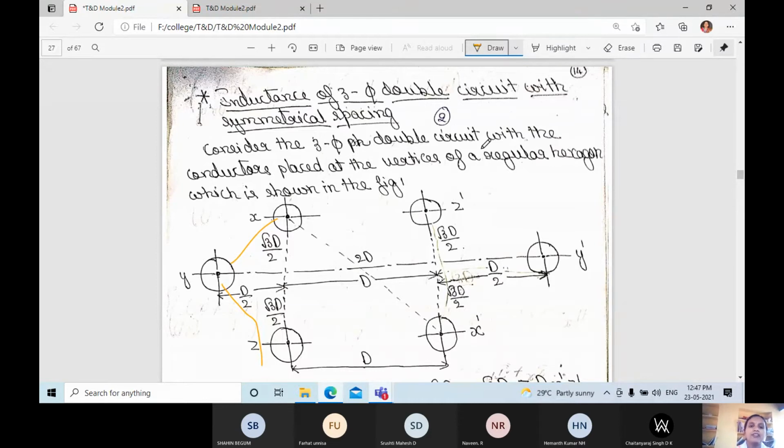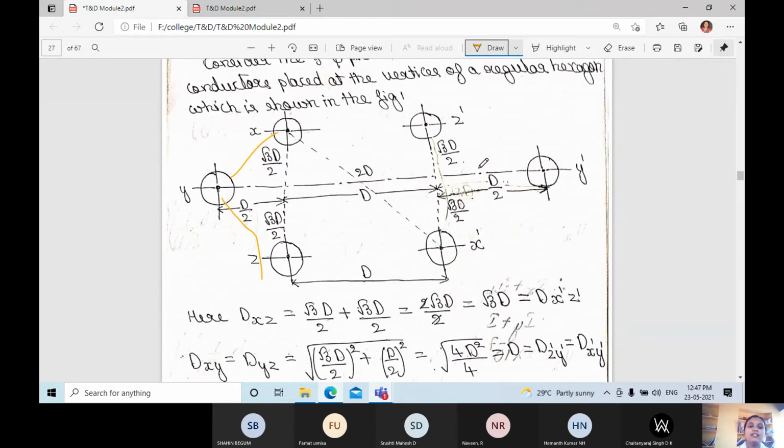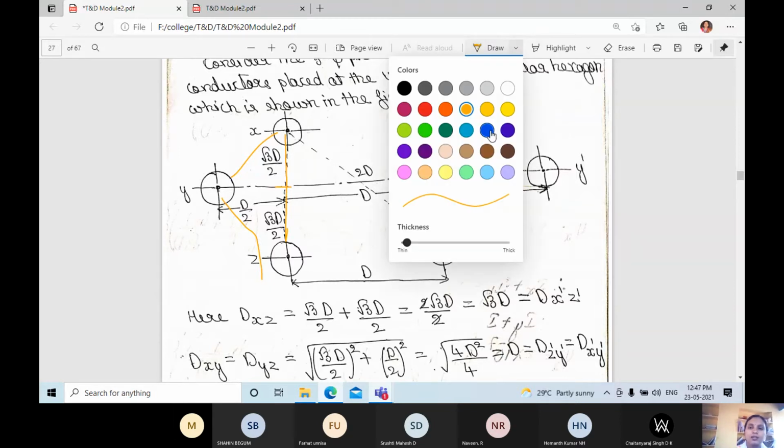Here, consider the three-phase double circuit with conductors placed at the vertices of a regular hexagon, which is shown in the figure. You can observe the figure. They have given the distance from here to here, that is square root of 3d by 2 and square root of 3d by 2. They have divided it from here to here. Once again, I'll take another color so that you will understand easily.